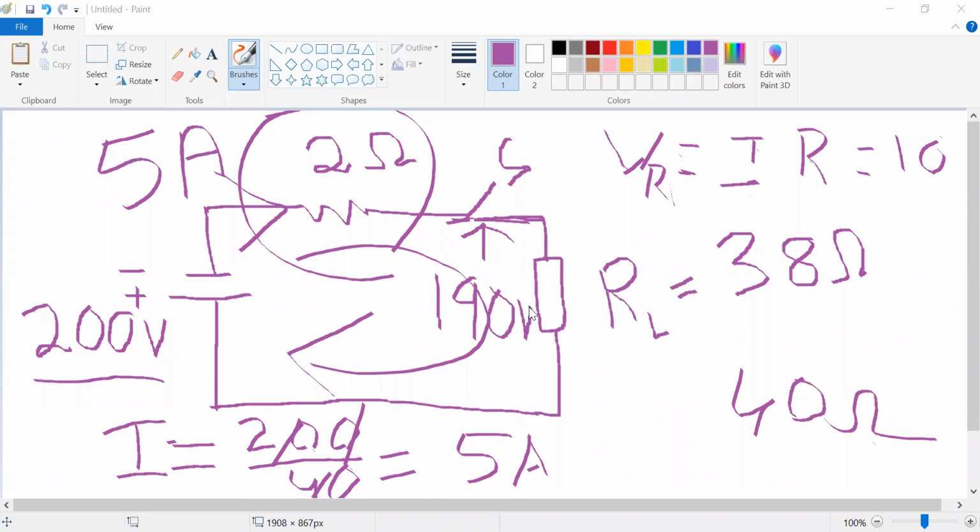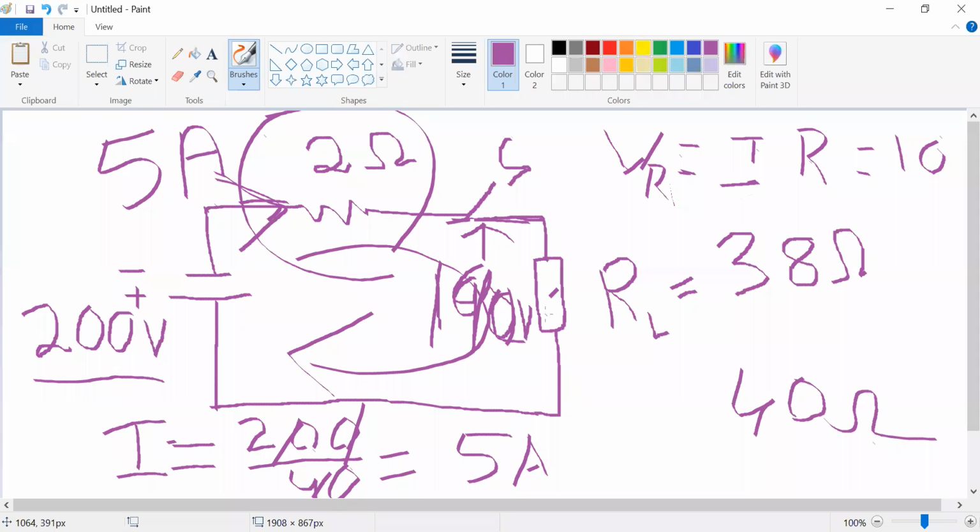It depends upon the resistance and the current through that resistance. So this voltage of 190 volts is not constant. If the load resistance changes from 38 to 48, or 38 to 36, or 30 ohms, the current through this resistance changes. The current changing means the voltage drop across that resistance changes, which means the voltage appearing across this RL changes. So that means this 190 volts is not constant.